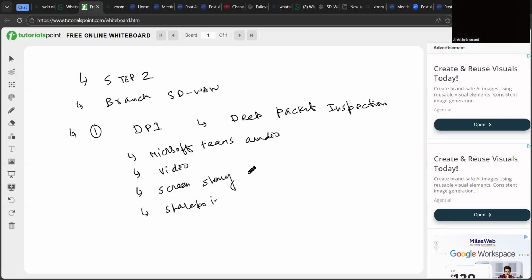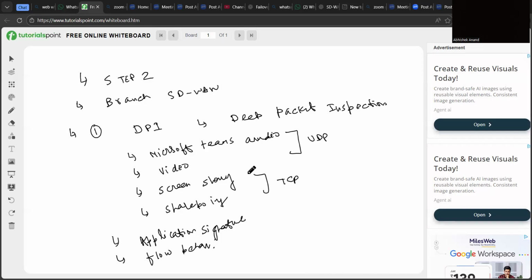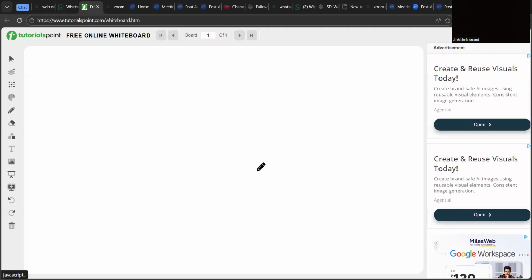So there is a difference here, right? These are all UDP, these are all TCP. So on the basis of application signatures and flow monitor behavior, it identifies the traffic. So this is step 2, right? Now we will move to step 3.